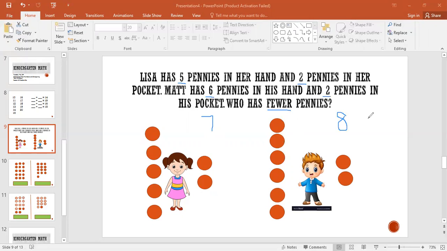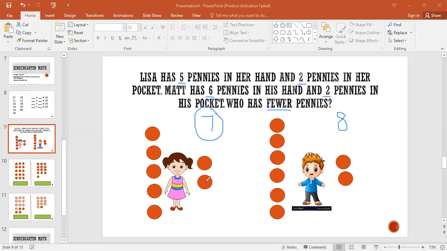All right, who has fewer pennies? Does Lisa have fewer pennies or does Matt have fewer pennies? Great job, Lisa has fewer pennies. How do we know that Lisa has fewer pennies? Good, because 7 is less than 8. 7 is a smaller number than 8. 7 is less than 8. So that's how we know that Lisa has fewer pennies.